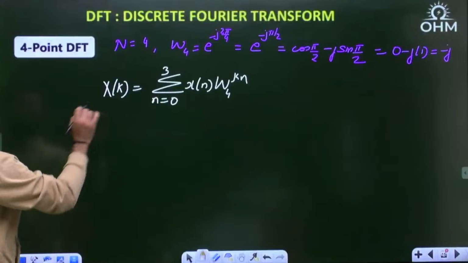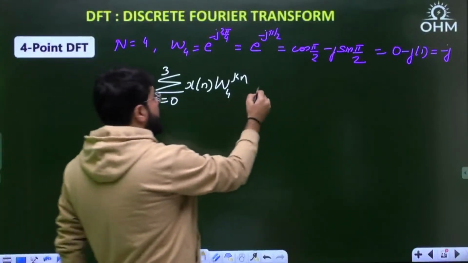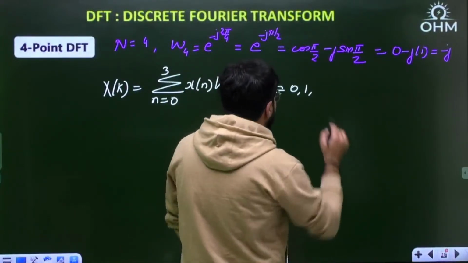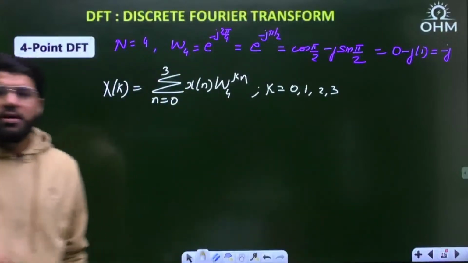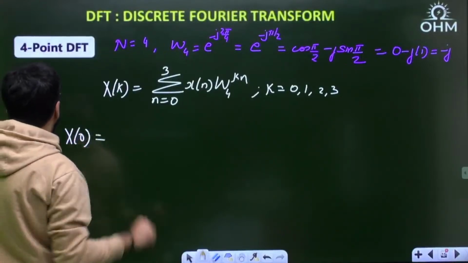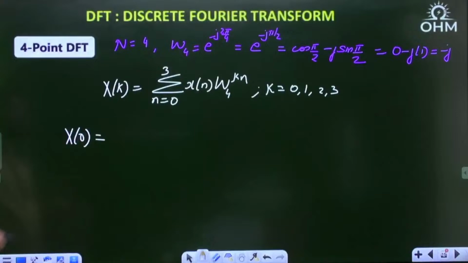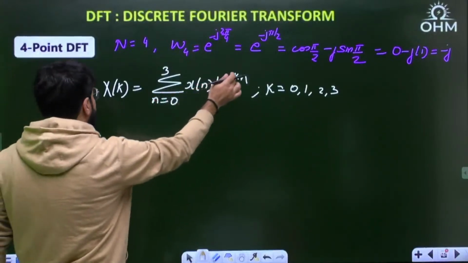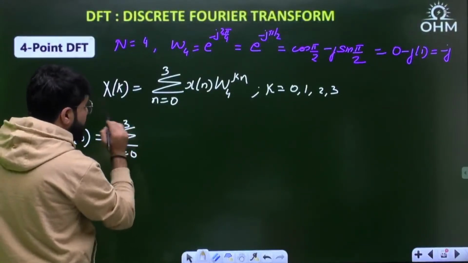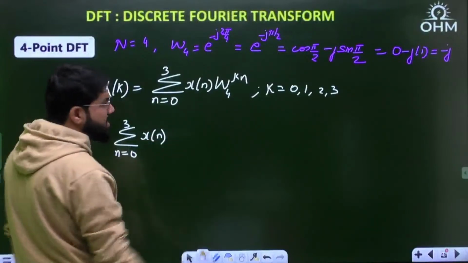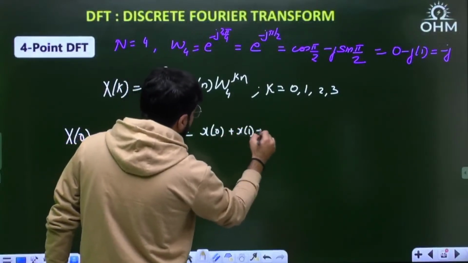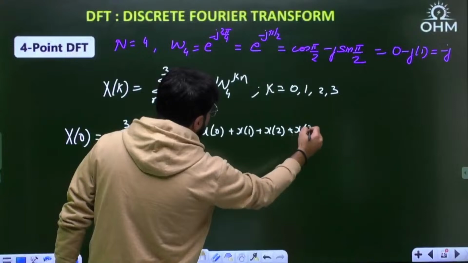Now, let us open up this formula. What is the range of k in the DFT? In the DFT, the range of k is also 0 to N minus 1. That means the range here is 0 to 3. So, if I take up the value of X0, if you take k equal to 0, W power 0 will be 1. So it is only the summation of x[n], which means x0 plus x1 plus x2 plus x3.